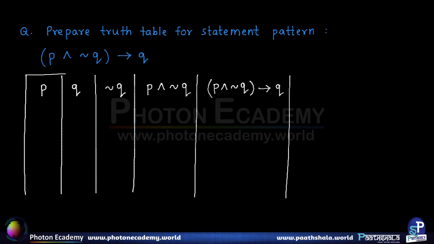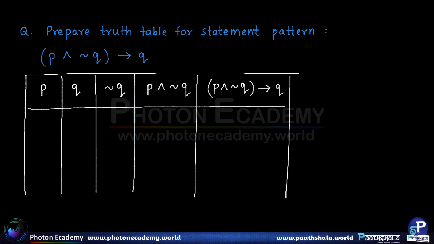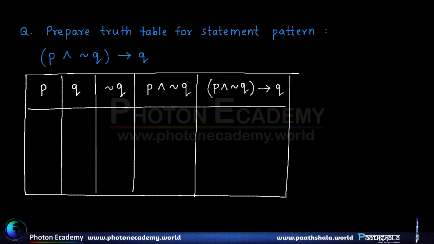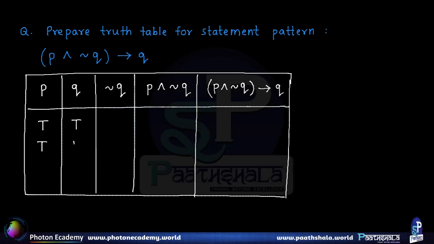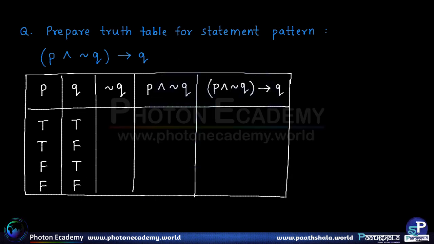Now in the first 2 columns we have to write the possible truth values of P and Q, and we have seen earlier that if we have 2 statements, then we will have 4 possibilities, that is TT, TF, FT and FF. Now while writing the negation Q, we simply negate the column of Q. Since it is TF, TF, the negation of that would be FT, FT. We negate everything. Okay.